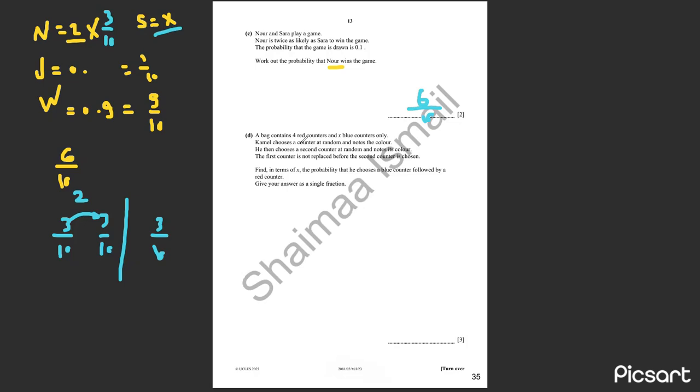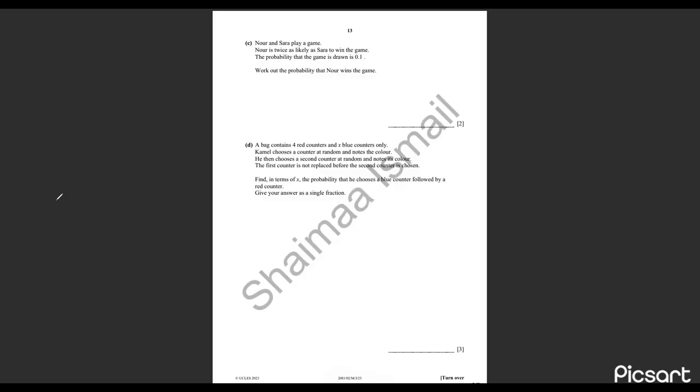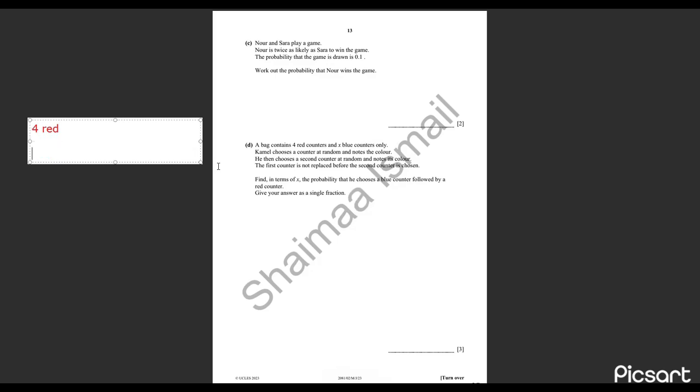Okay. A bag contains 4 red counters. Okay, that's a new question. So it has 4 red and x blue. So the total will be 4 plus x, or x plus 4.